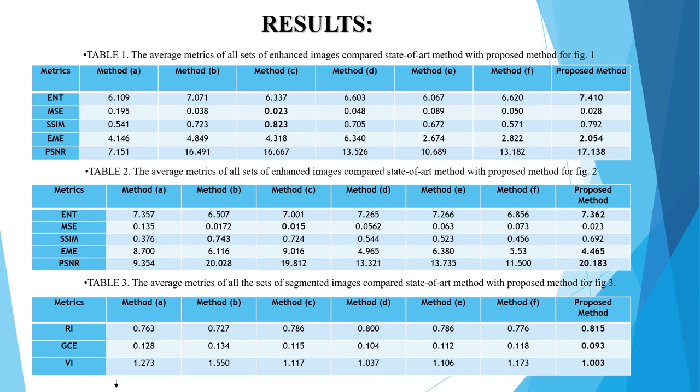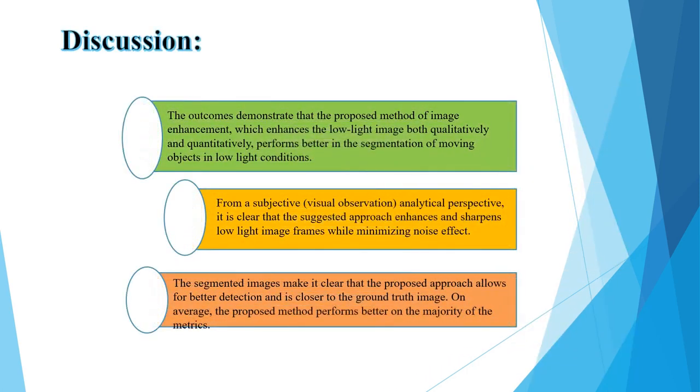Overall, compared to other methods, our proposed approach has improved detection and is more accurate to the ground truth images. The results demonstrate that the proposed method of image enhancement, which improves the low light image both visually and quantitatively, performs better in moving object segmentation in low light conditions. It is evident from the subjective analysis point of view that the proposed approach improves and sharpens low light image frames, also minimizes noisy effects. On the other hand, it is observed in other methods some augmentation is present, but the introduction of noise and blurry effects arises when enhancing the image.